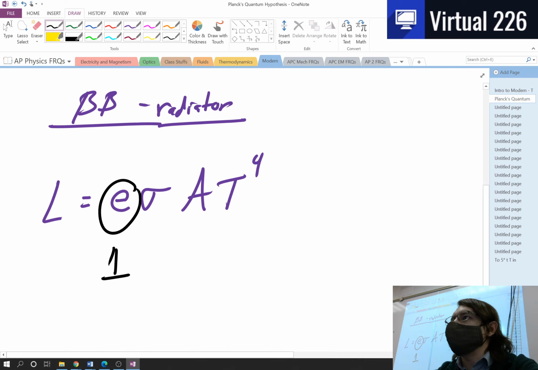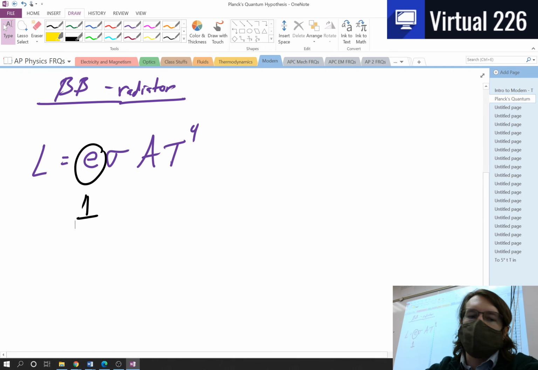That sigma is the Stefan-Boltzmann constant, 5.67 times 10 to the minus 8. A is the surface area of this radiator, something like a star, so that's 4/3 pi r cubed. And then T is a temperature to the fourth. Naturally, it's in Kelvin. If you have no idea what we're talking about on this, go back and check out that old video.